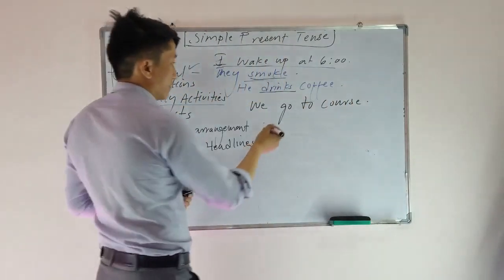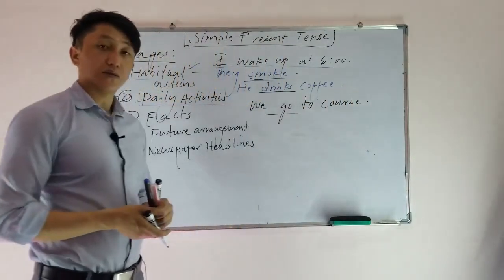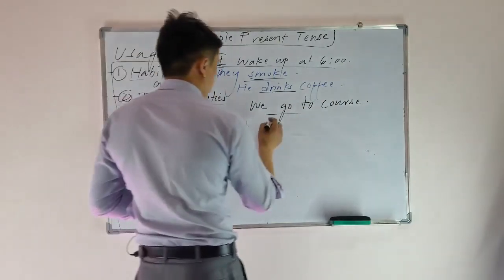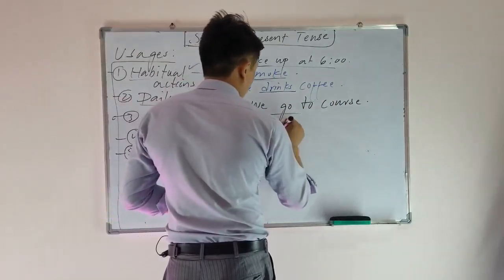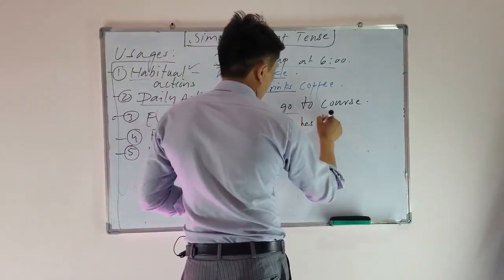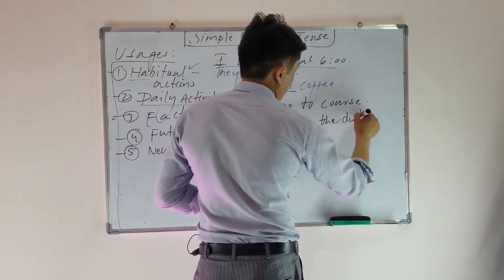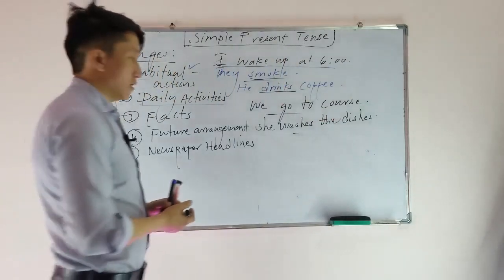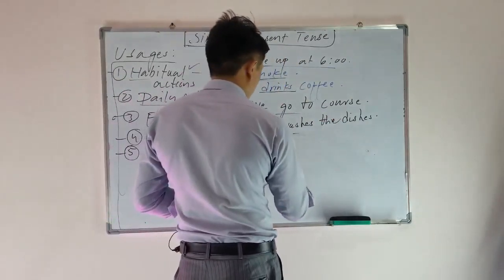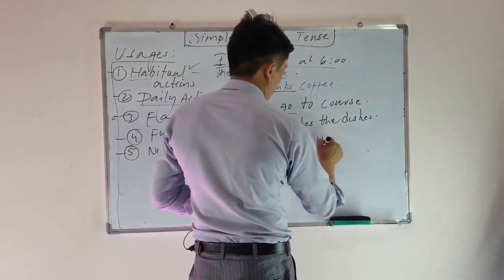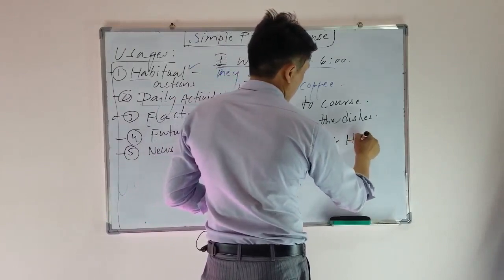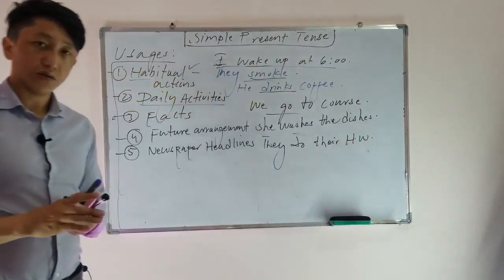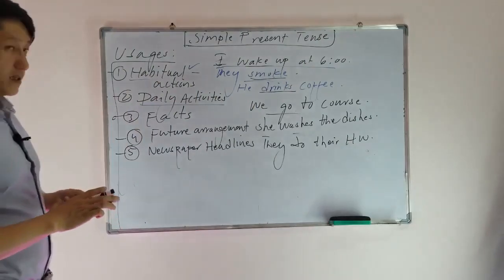So we go to course every day, it shows habit, it shows daily activity. Or the next one, she washes the dishes every day. Now this is also kind of activity that we do. Or they do their homework. So if I say they do their homework, so it's also kind of daily activity.